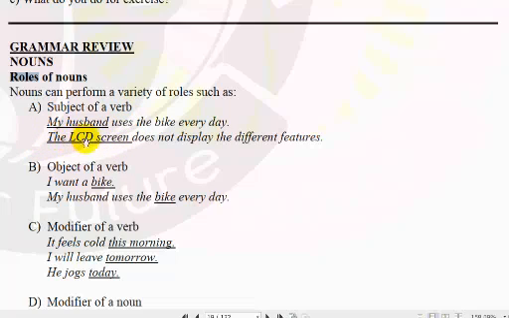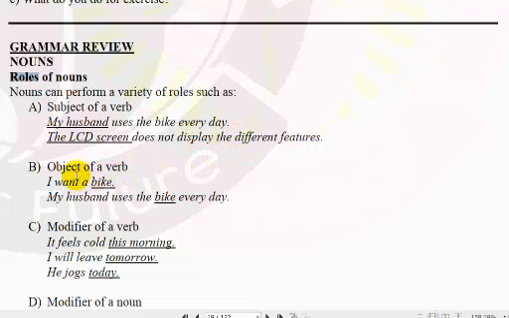The LCD screen does not display. Here we have "display," which is the verb, and the LCD screen is the noun. Most subjects are either nouns or pronouns.